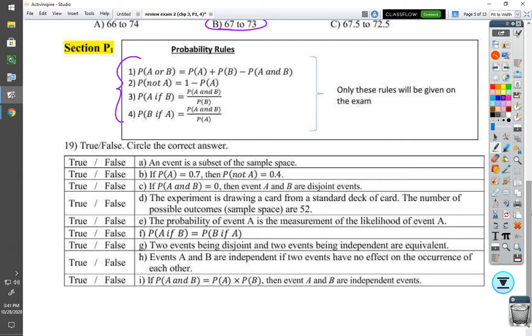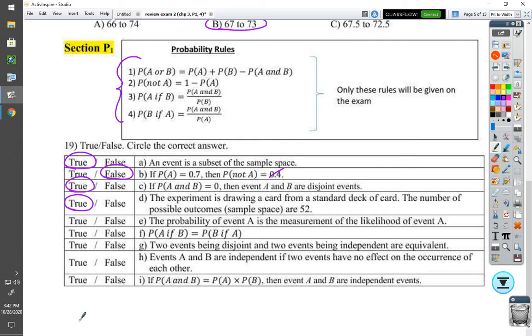True and false. An event is a subset of a sample space. True. If P of A equals 0.7, then P of not A is 0.4. True or false? It will be 1 minus 0.7, which is 0.3. If P of A and B equals 0, the events A and B are disjoint. Absolutely, positively true. The experiment is drawing a red card from a standard deck. The number of possible outcomes in the sample space is 52. That is correct, because there are 52 different cards in a standard deck.